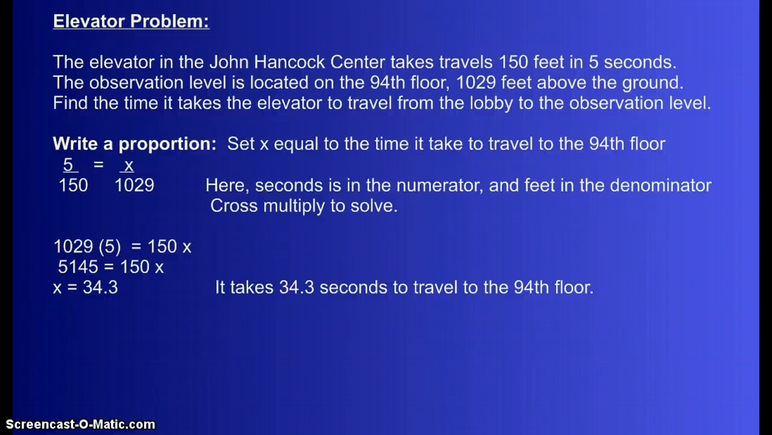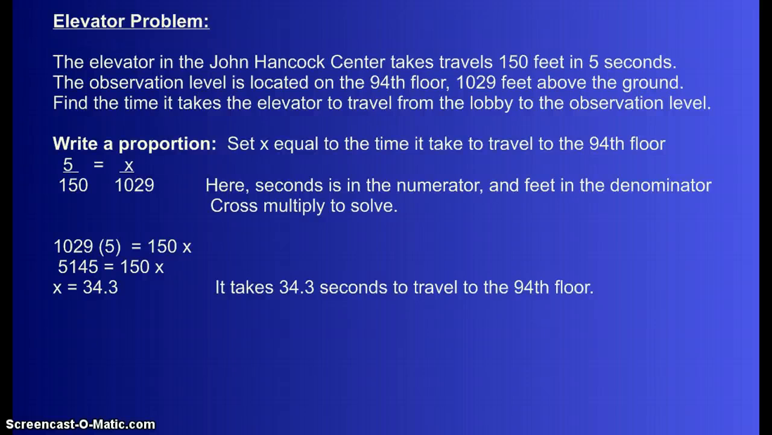Okay, you can see in both ratios we have the time in the numerator and we have the distance in the denominator. That has to be the same in both ratios for the proportion to work. To solve this, you're going to cross multiply. So we take 1,029 times 5 and set that equal to 150 times x. 1,029 times 5 is 5,145, and that's equal to 150x. When you divide both sides by 150, you get 34.3. Now remember what x was, and that's why it's really a good idea to always define your variable at the beginning of the problem. x was the time it takes to travel to the 94th floor, so we found that it took 34.3 seconds to travel to the 94th floor.